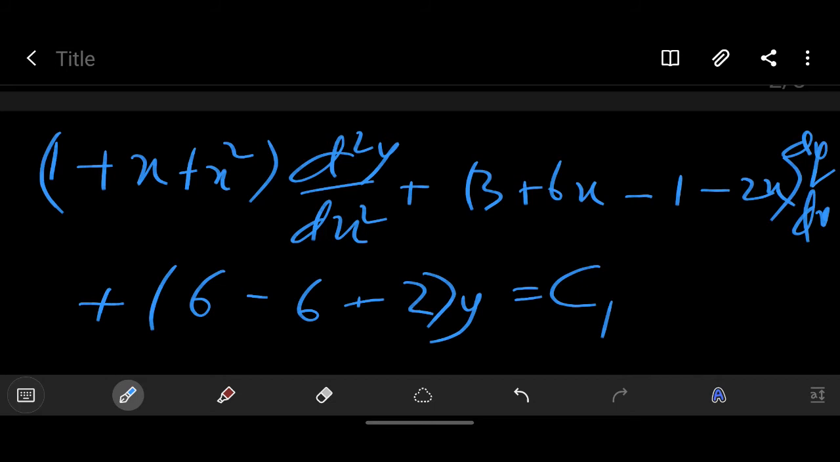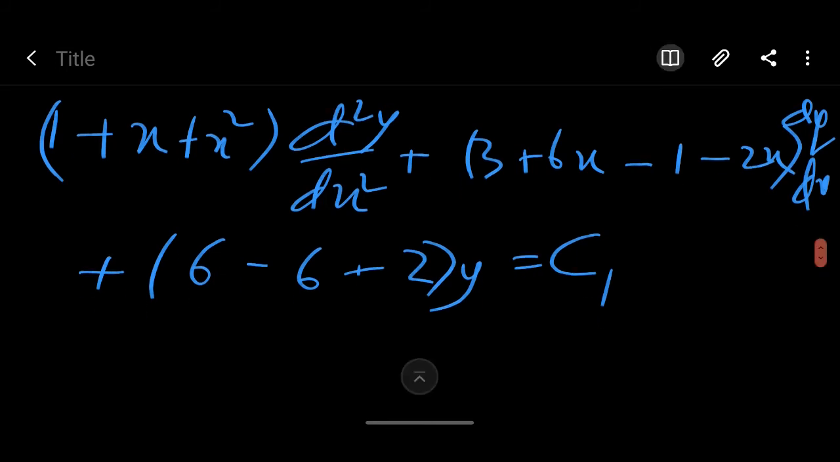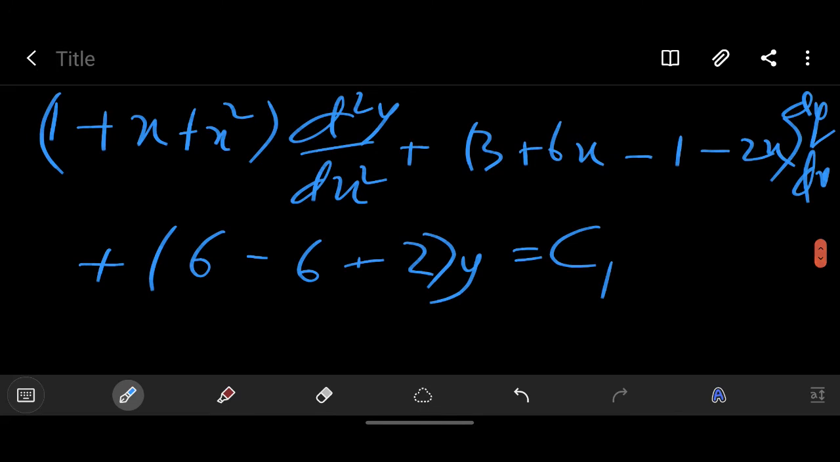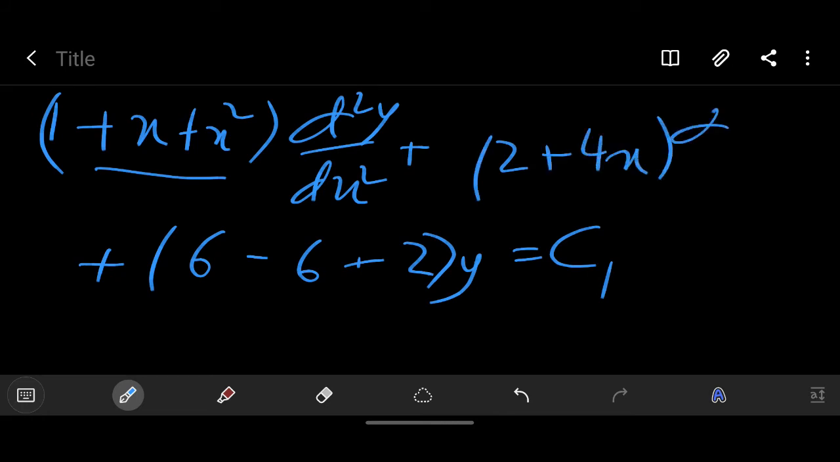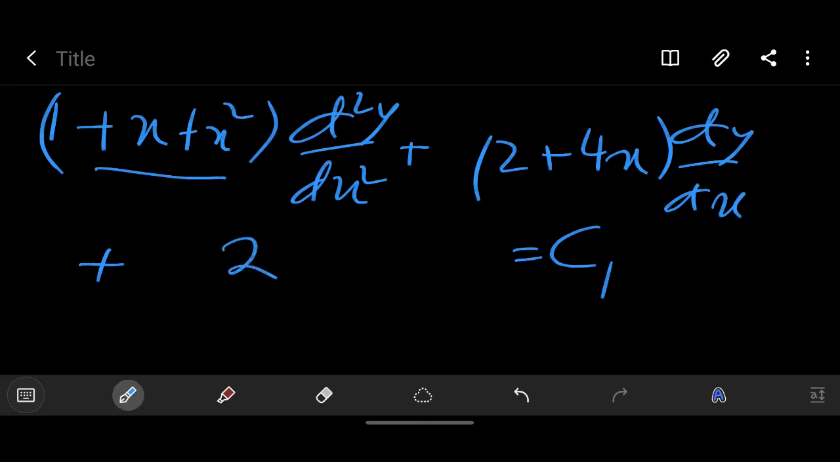Okay, now we will check the exactness again. After simplifying this, we will get what here? This is just the same. So here we will get 3 minus 1 is 2, 6x minus 2x is 4x. So that means here we will get 2 plus 4x dy dx, right? And here 6 minus 6 is 0, so just 2y. So here we can write 2y equals c1. So now we will check it again.